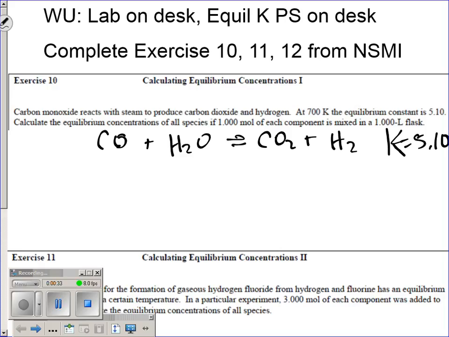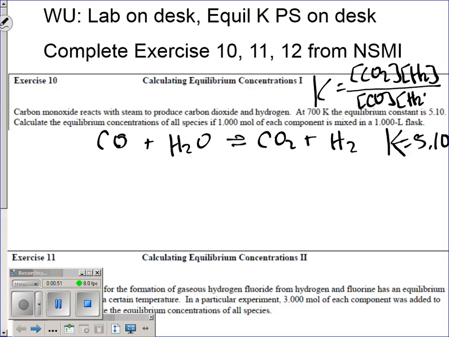So, Kirk, you said set up the K expression. Can you go ahead and see what that is? It's the concentration of CO2, concentration of H2, over concentration of CO and concentration of water. Wonderful. Okay, and then you guys think we said start with the ICE or RICE box.